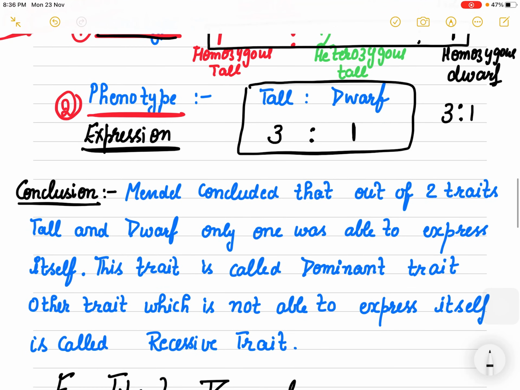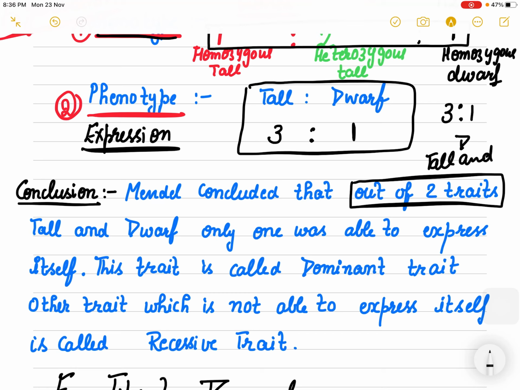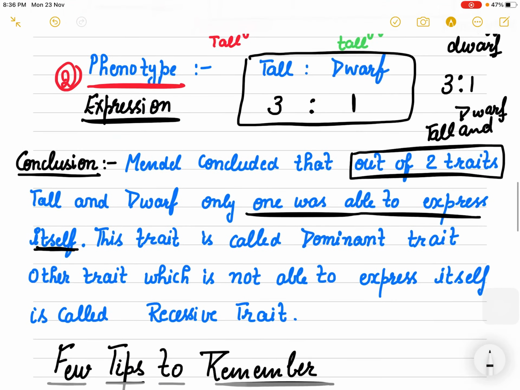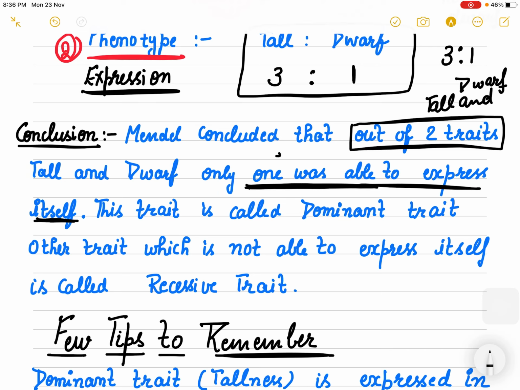So what did Mendel conclude from this? That out of two traits, or I will say that out of tall and dwarf, only one was able to express itself. Can you tell me who was able to express? As you can see in Tt, it was tall. But out of Tt, only T was expressing. It does not allow the small t to express itself. So only one allele was able to express itself.